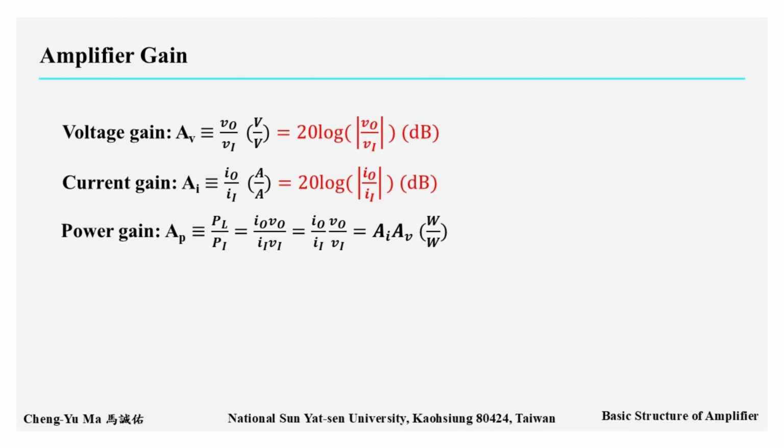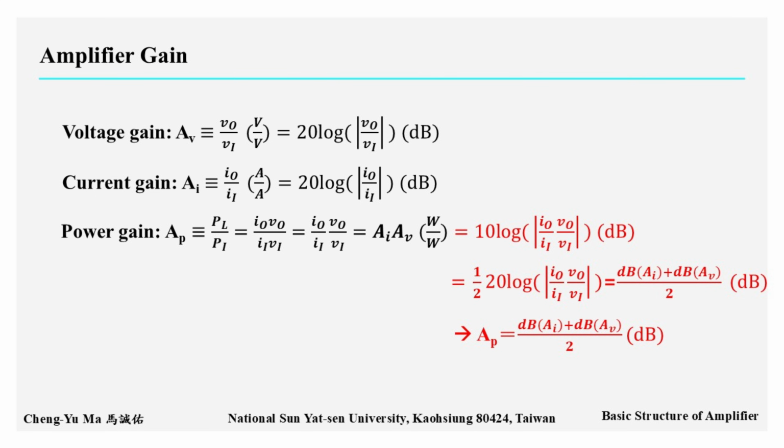Gain also has another unit called decibels. For voltage gain and current gain, first take the absolute value, then take the base 10 logarithm, and then multiply by 20. The resulting value is expressed in decibels. For power gain, first take the absolute value of the power gain, then take the base 10 logarithm, and then multiply by 10. The resulting value is expressed in decibels. It is also equal to 1/2 of the sum of the voltage gain in decibels and the current gain in decibels.